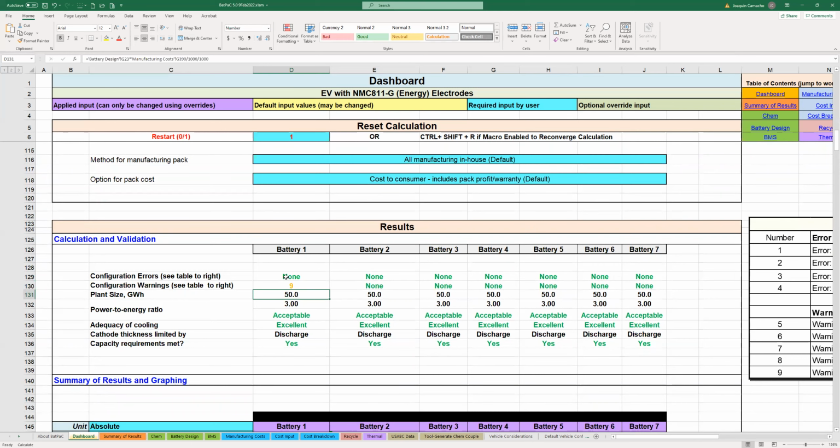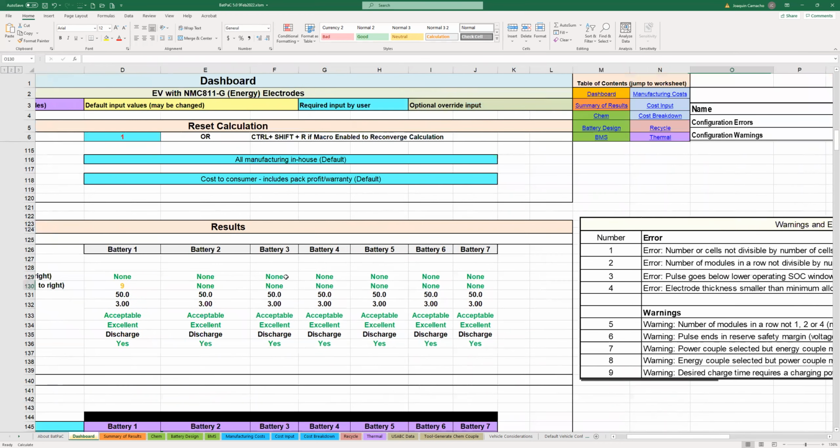The plant size for 500,000 per year corresponds to this amount of gigawatt hours per year. Power to energy ratio is green, meaning that it's not a crazy unphysical design. The cooling is good enough, and there's no problems with the cathode thickness. It is going to have some limitations, but there's no error, and it has the capacity we need. So all of these greens are here. There's just this 1 warning.